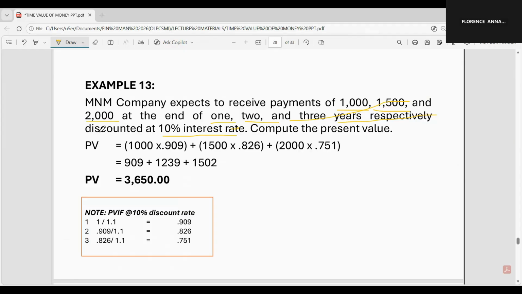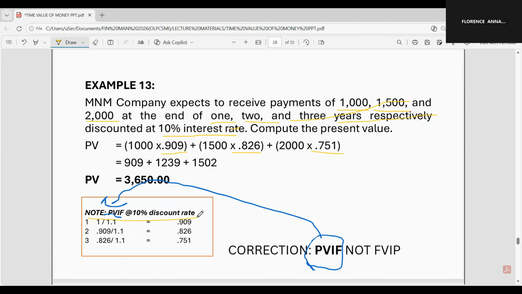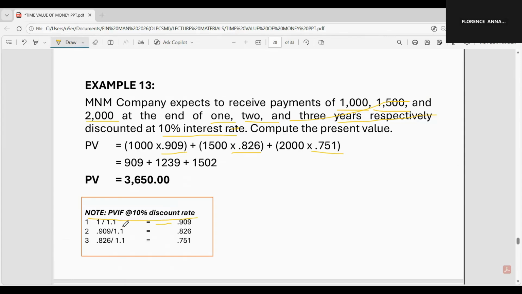Compute the present value. Sabi natin, for your present value on uneven cash flows, you just sum your present value using the PVIF separately. Okay, so your FVIF at 10% discount rate for your period 1 is 0.909. That is 1 divided by 1.1. Kung nagtataka ka, paano naging 1.1? That is just 1 plus your interest rate na 10%. Now, for your period 2, that's 0.909 divided by 1.1. You'll get 0.826. And for your period 3, that is 0.826 divided by 1.1. You'll get 0.751.